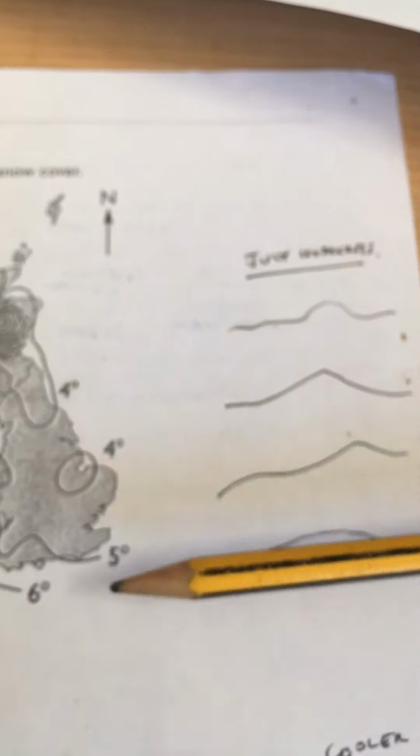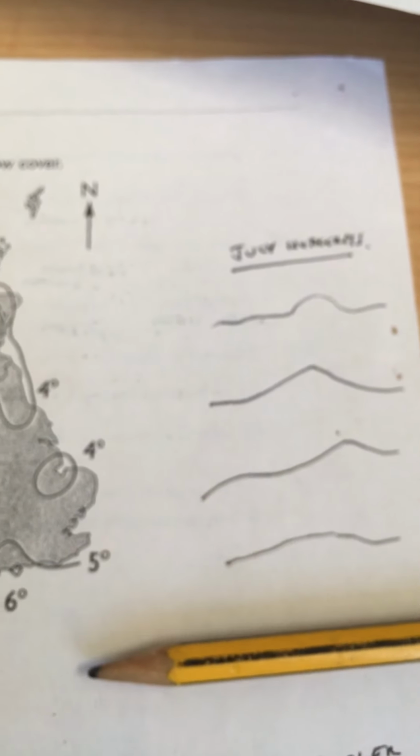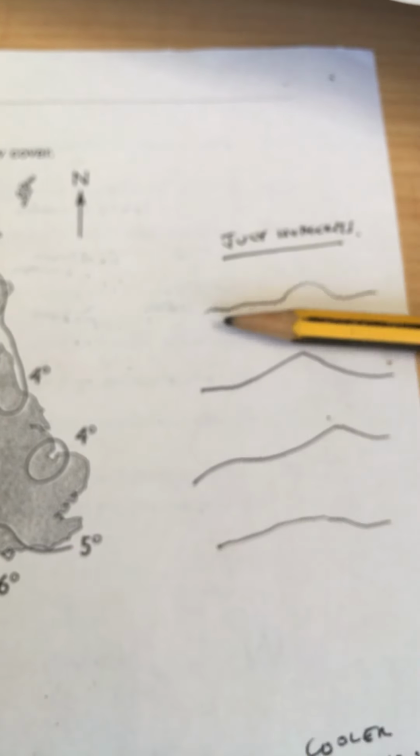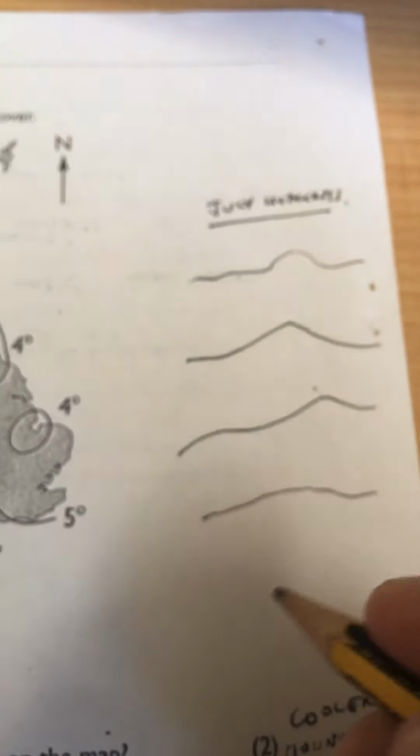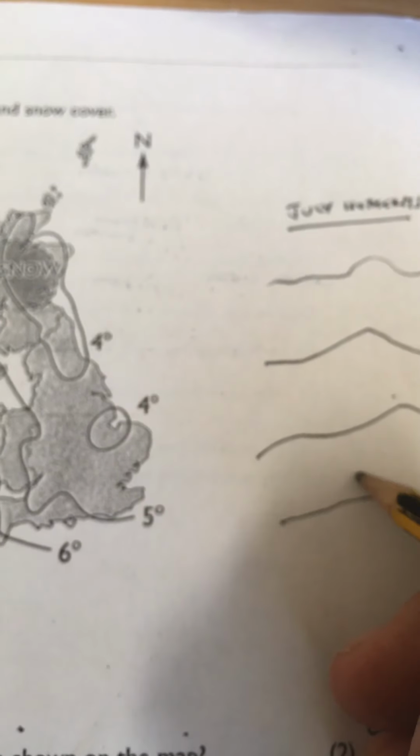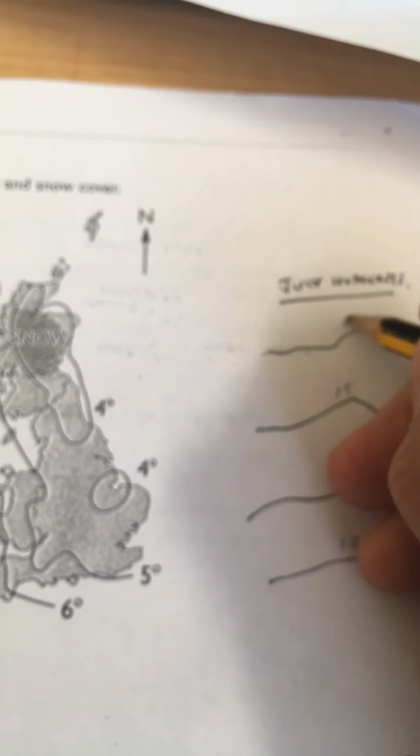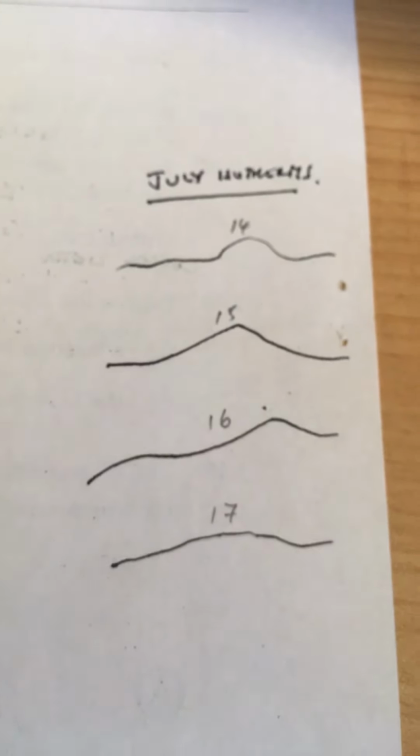Well, come July, it's the latitude which has the greatest effect. And so the temperature gets warmer as you go south. So this could be like 17 degrees, 16, 15, 14. So in summer, in the British Isles, latitude has the greatest effect. In winter, it is the Gulf Stream.